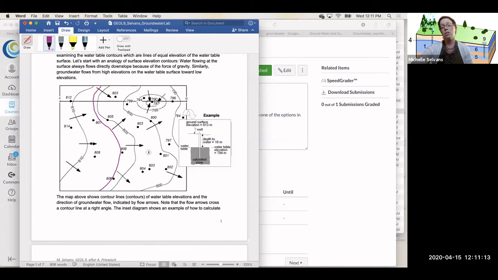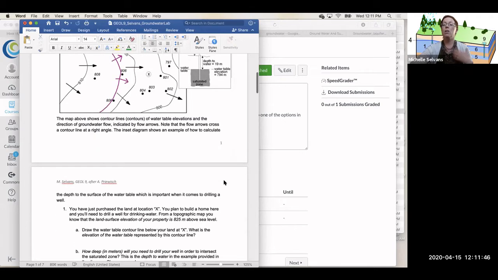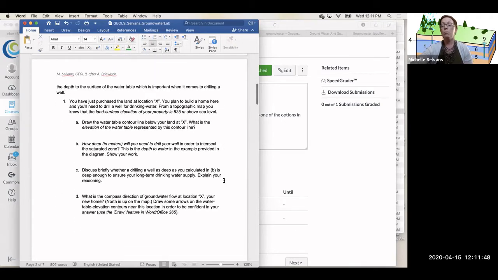And it's also asking you to draw in arrows. You always want to draw those perpendicular to the line. So a couple of example arrows are there, there, and here. So those would all show the direction of flow of water in the water table along that contour line. So you'll do something similar near this housing site, and you'll answer a couple questions about how deep is the water table, what information are you getting from that.